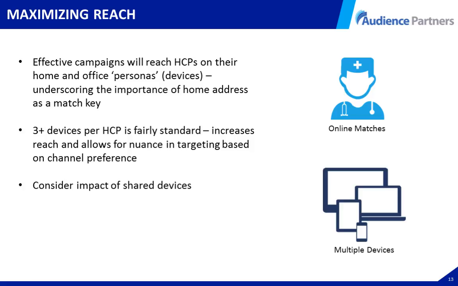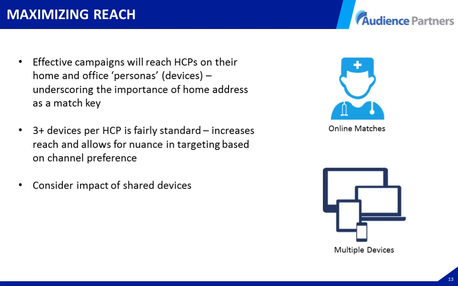The next part is matching to multiple devices. So I'd mentioned early on that one of the things that we do when we get a source list is we can append the NPI number and or the business address with a home address. So we get this data through LexisNexis, and we certainly don't have 100% coverage of it. But what it enables us to do is reach an HCP in their home and office personas, actually devices. And certainly there are devices that are used in the business and the home office, but it does give us much broader reach in terms of average number of devices per HCP.